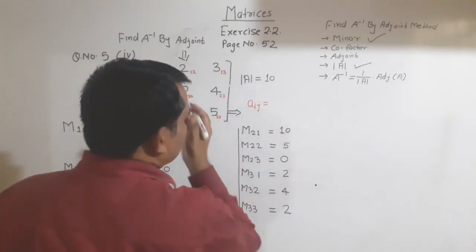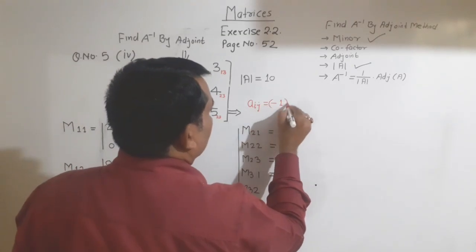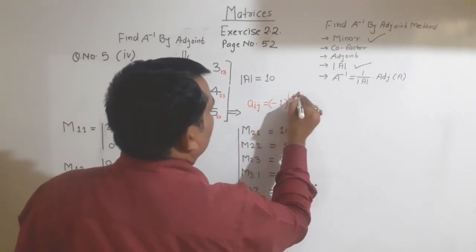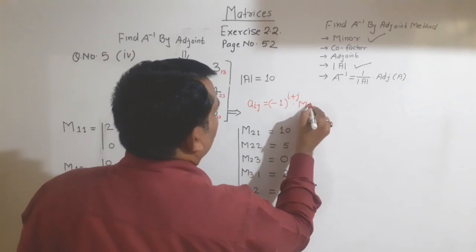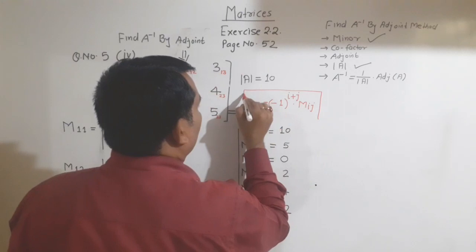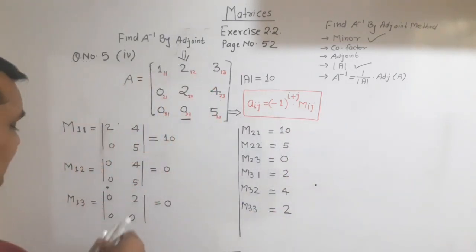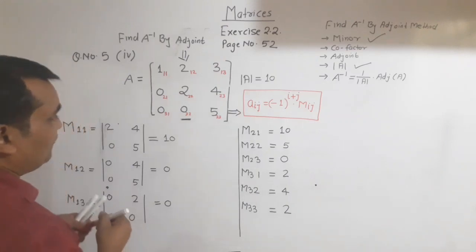Aij is nothing but (-1) raised to i plus j into Mij. This is the formula to find out the cofactor. Now see here, I am going to find out the cofactor.